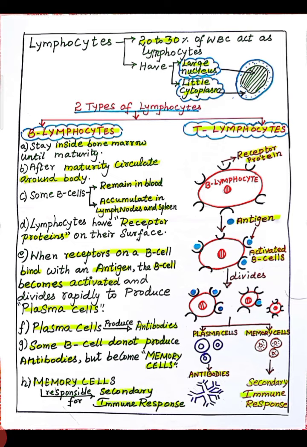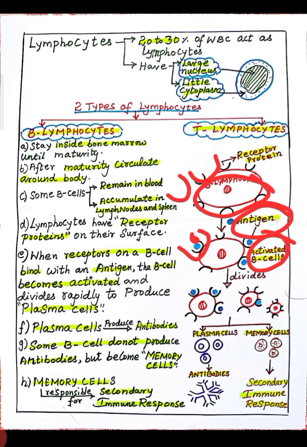Listen carefully. Lymphocytes have receptor proteins. That receptor protein binds with the antigen. Then the B cell becomes an activated B cell.